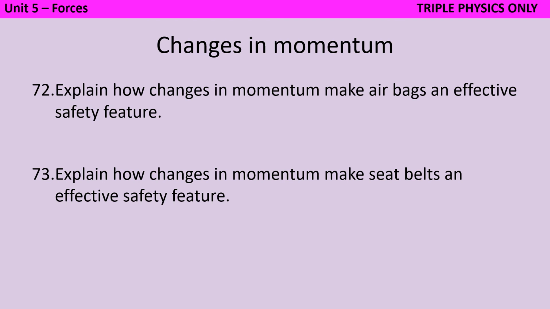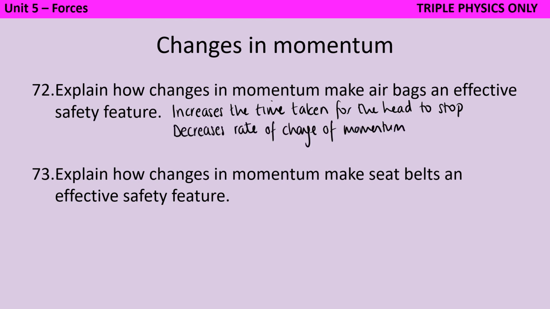So first of all, let's think about airbags. The way that an airbag works is that it increases the time taken for your head to stop. If you just went face first into the steering wheel or into the dashboard, your head would stop very, very quickly. So you would go from having a lot of momentum to no momentum in a very short space of time. So because the airbag has some give in it, rather like bouncing on a trampoline rather than jumping onto a concrete floor, it takes a longer time for you to stop moving because it can deform and it can absorb some of that. So this will decrease the rate of change of momentum, and therefore this will decrease the force that is experienced by your skull.